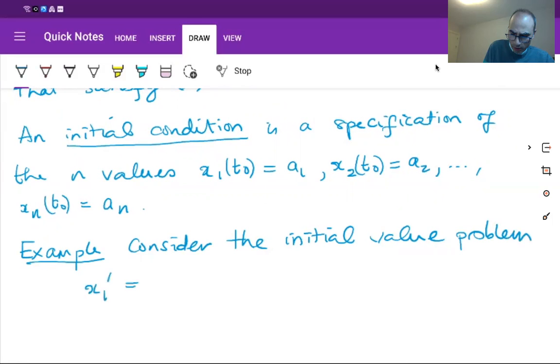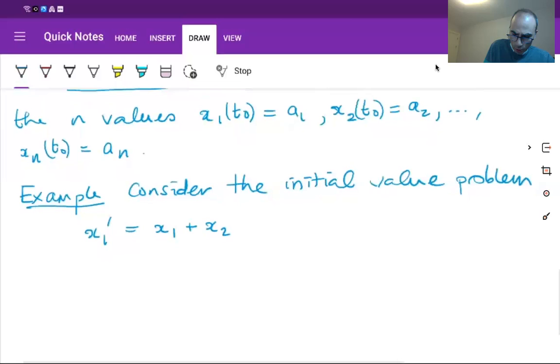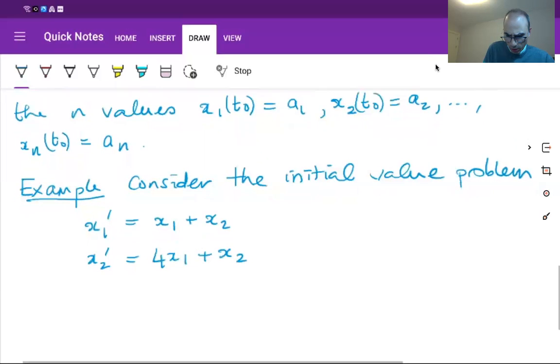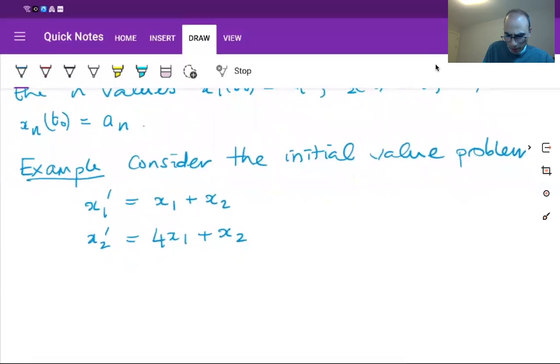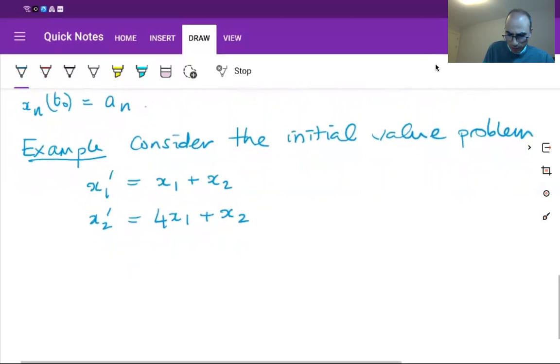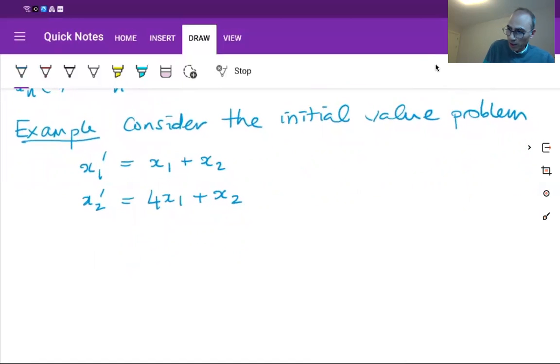x1 prime is equal to x1 plus x2, and x2 prime is equal to 4x1 plus x2. Okay, so this is a system of two differential equations. Here we call them x1 and x2. So this is also possible. And here our initial condition will be x1(0) is 5, and say x2(0) is 7.